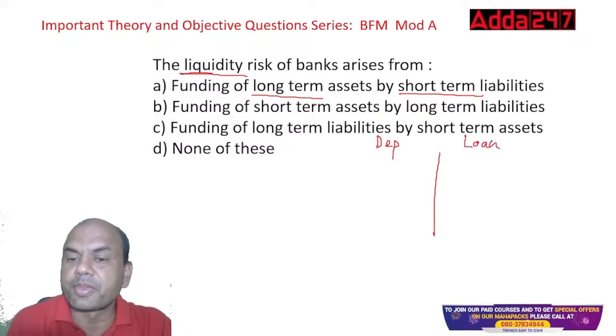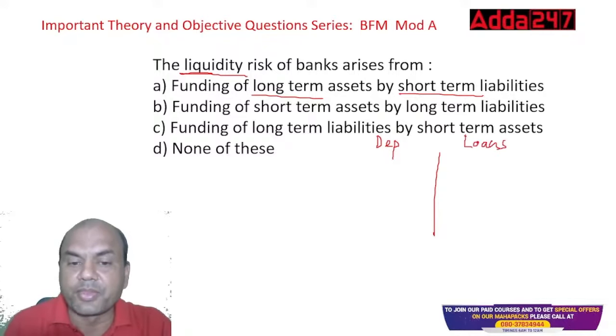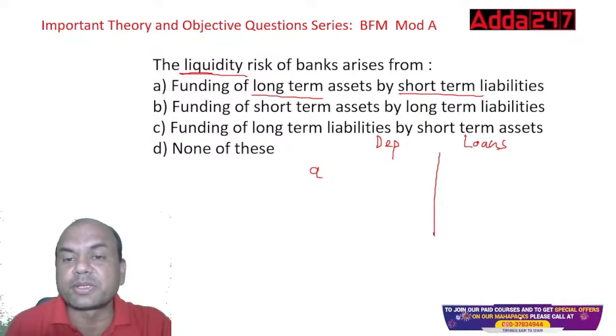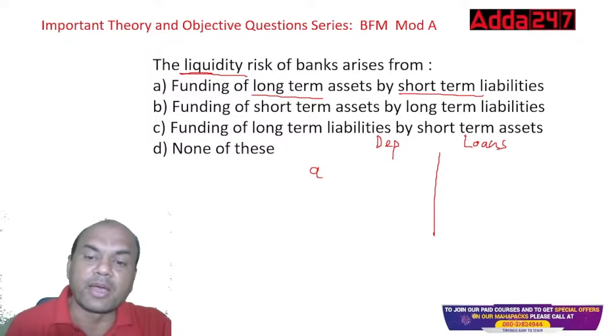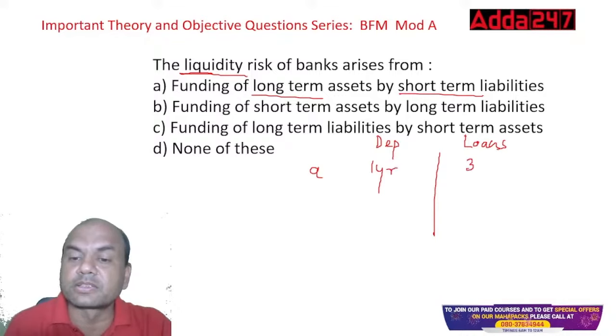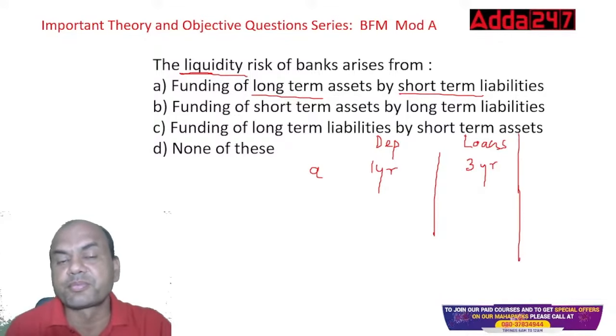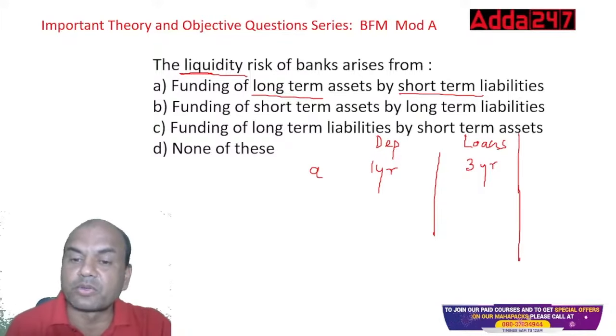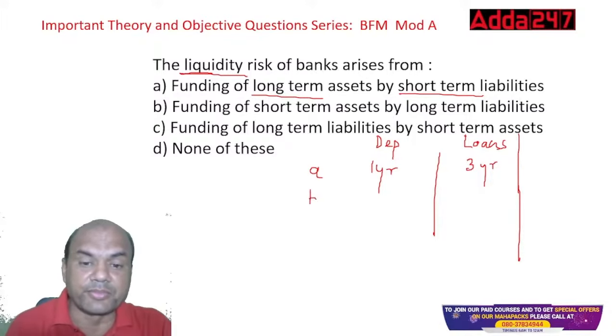Now, case A: funding of long-term assets by short-term liabilities. It means I'm having a deposit of 1 year and I'm giving a loan of 3 years. Will this create a liquidity risk for me? Just type yes or no over here. Let's see later.